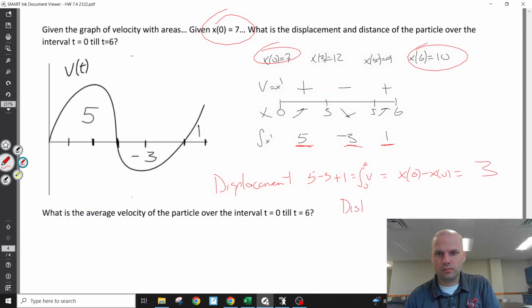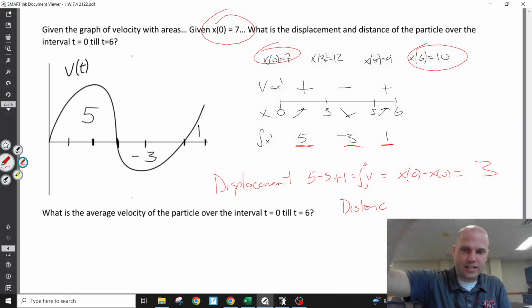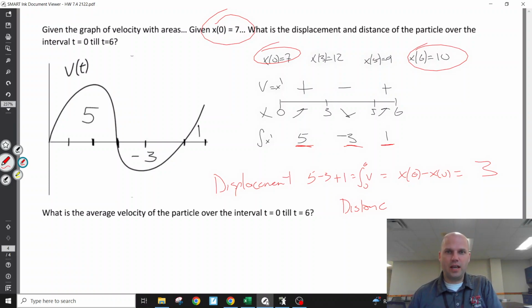Distance. Well, you can make the velocity all positive. You could say my increase 5 minus my decrease 3 minus the negative 3 plus the 1, or just make all these things positive. 5, 6, 7, 8, 9. Distance is 9. Okay? What is the average v?